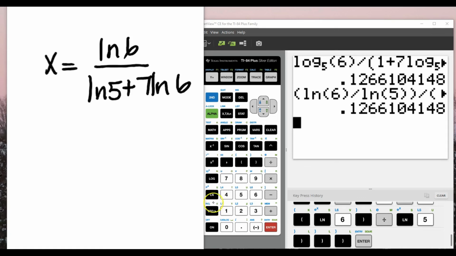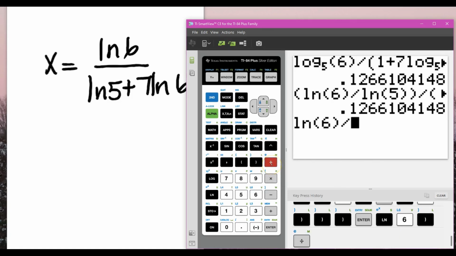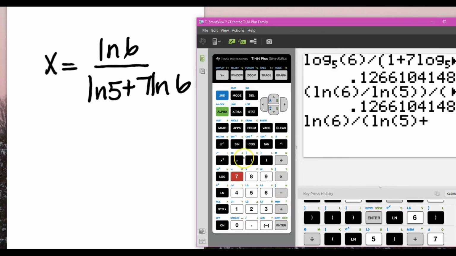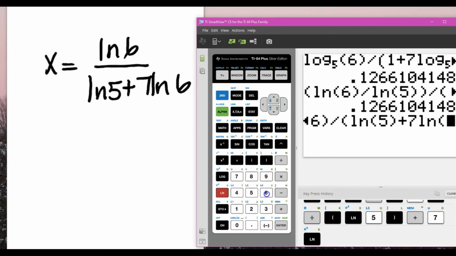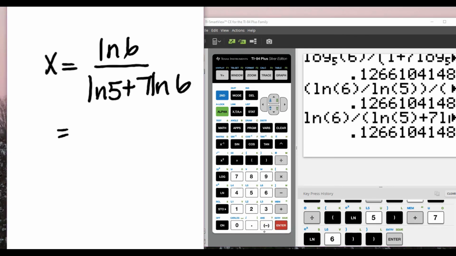So I can use the natural log button on the home screen of my calculator. Natural log 6 divided by, I need parentheses around the whole denominator. So that's natural log 5 plus 7 natural log 6. And I'll close parentheses for the denominator. And you can see we got the same value from before, 0.127.